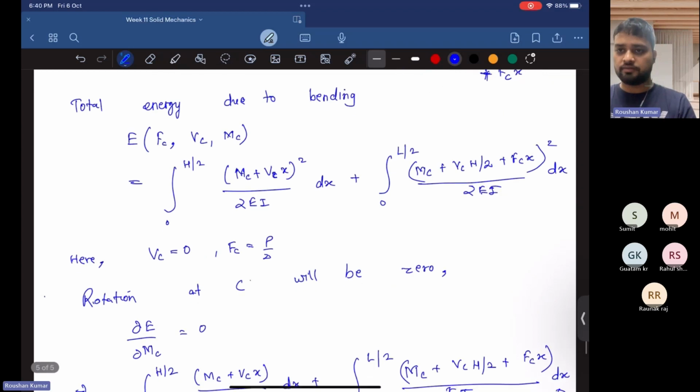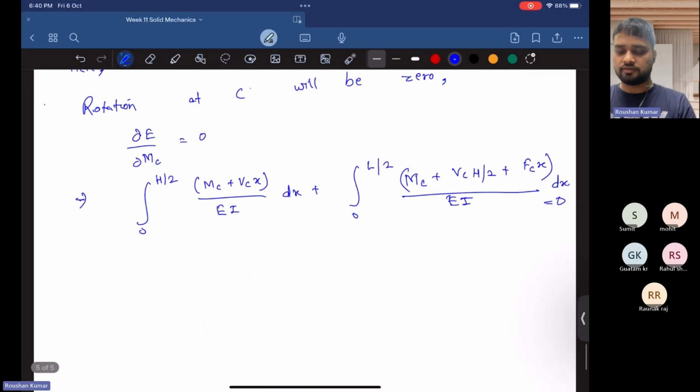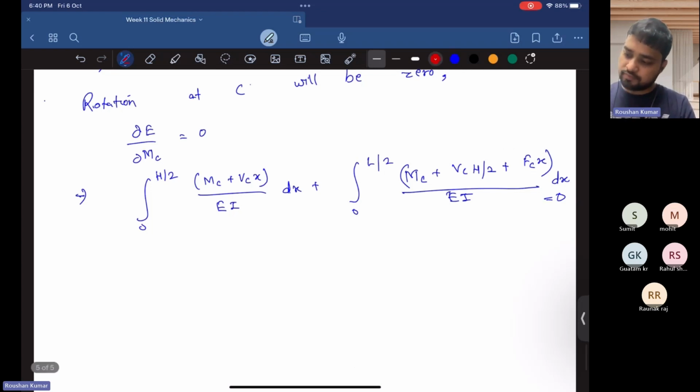Now here we are assuming a dummy shear force acting at point C, which is to be 0. So at the last, after taking the derivative, we will put the value of Vc as 0. After putting Vc to 0, this term cancels out, and this term will also cancel out. And Fc we find through the FBD. So Fc here is found to be P by 2.